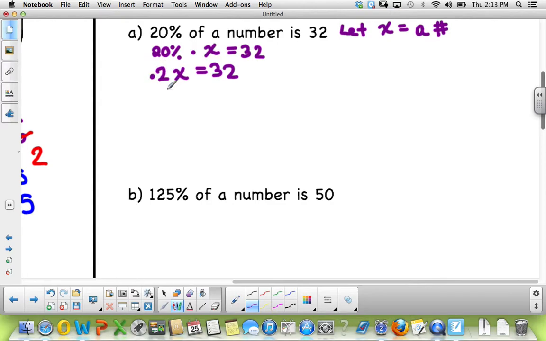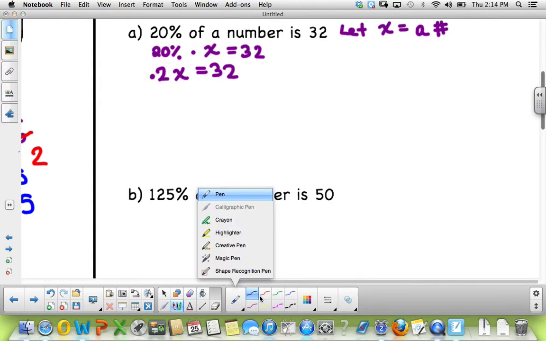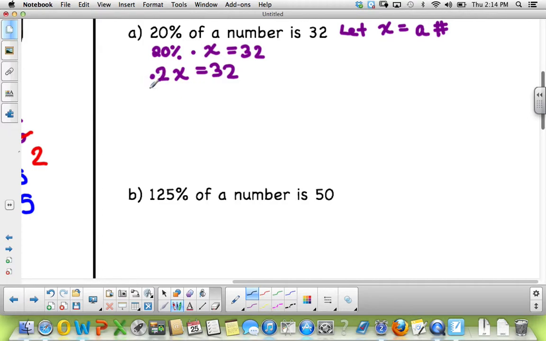In order to solve for x, I have to divide both sides by 0.2. And then I'll have 1x, so x is by itself, equals 32 divided by 0.2. Now the problem is dividing by 0.2. So you're doing 32, which is being divided by 0.2. So you're dividing a decimal into an integer.